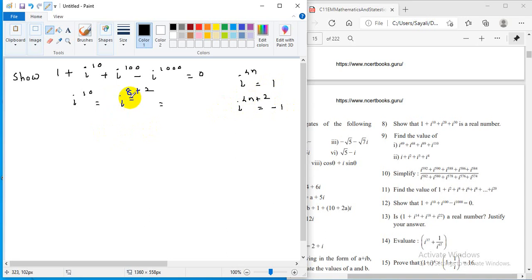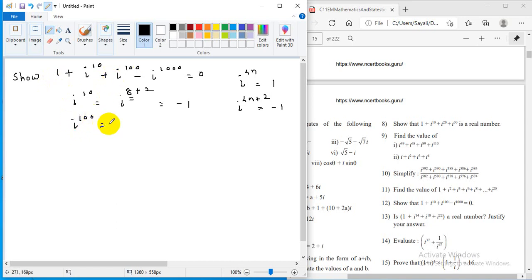बघा मग हे 8 plus 2, 8 हे 4n आहे, याचाच अर्थ काय, it is divisible by 4, म्हणून ह्याची व्हॅल्यू आली -1. बघा i raised to 4n plus 2 is -1, त्यामुळे हे झालं 1 तर 1च आहे, त्याचा काही इश्यूज नाही आहे.